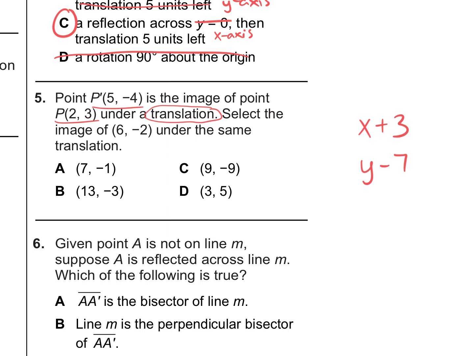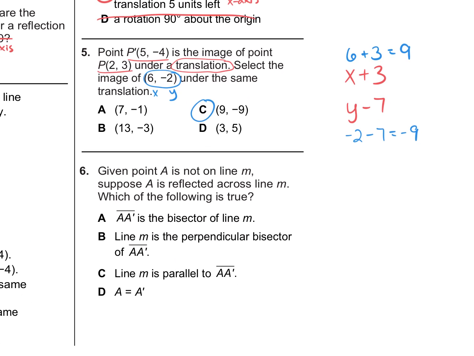Now it wants to know the new coordinates for our original coordinate here, which is 6, negative 2. So the rule that I just made, we're going to apply it to our coordinate here. 6 is x, negative 2 is y. So my new x, 6 plus 3 is 9. And then negative 2 minus 7, negative 9. So my answer is C. So you make your rule and then apply your rule to the coordinate that it gave you. And then we took 6 out.